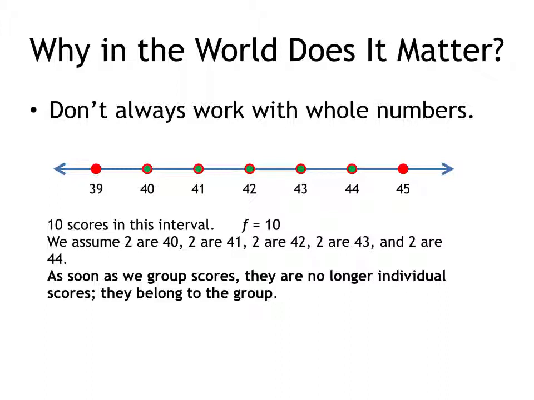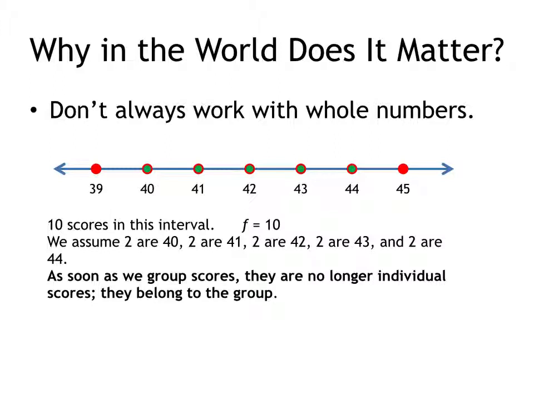Why in the world does all this matter? It all seems awfully picky and fine-grained. If we say an interval is from 40 to 44, why does it even matter? The problem is that you will often be working with a mean or an average, and very often the numbers you will be using will not represent a whole number.